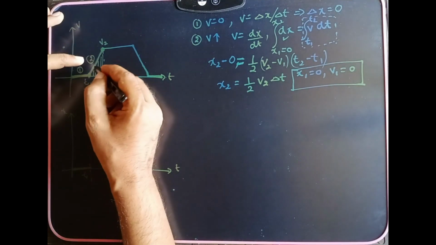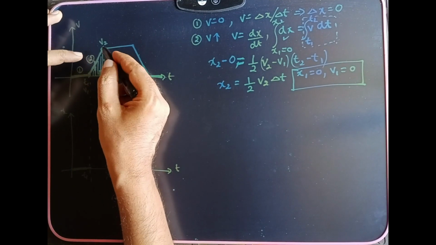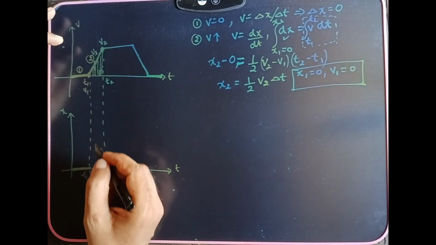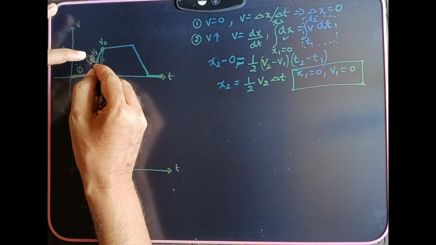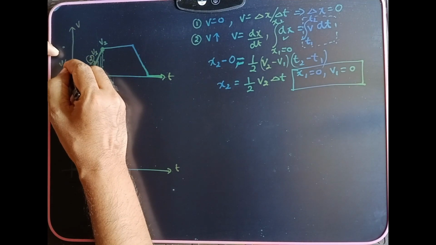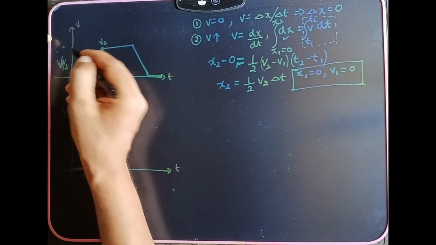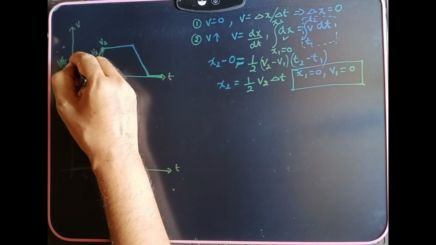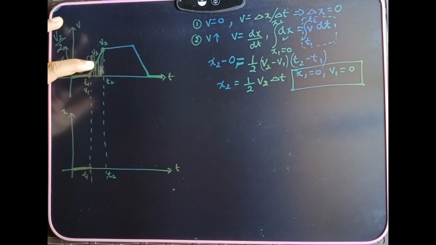Now let me say if I want another position, let me take another position here. This position, let us call it v3. For this v3 position, if it is exactly at the center of the line, the velocity will be v2 by 2, right? I'll write it clearly again. This point here, velocity is v2 by 2, half the distance.